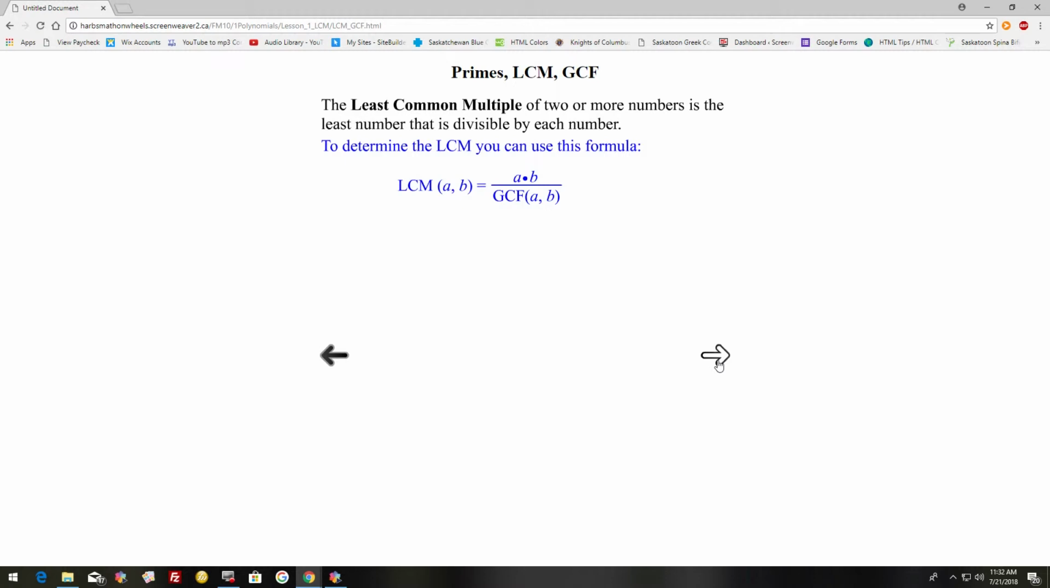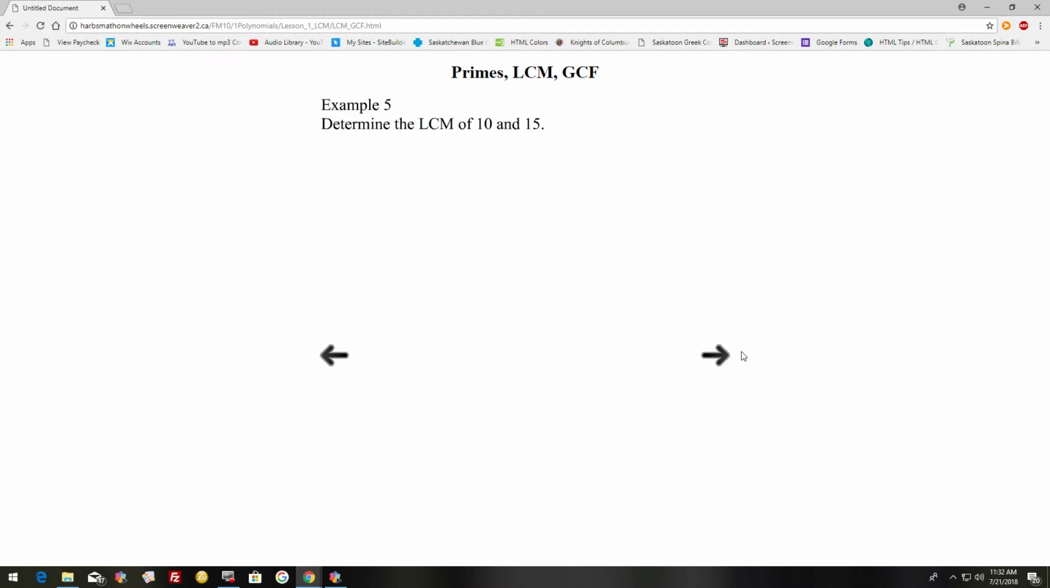So, in our example, determine the LCM of 10 and 15. Here's our formula. LCM of A and B is equal to A times B divided by the GCF of A and B. Fill in for A and B. A is 10, B is 15. So LCM of 10 and 15 is equal to 10 times 15 divided by the GCF of 10 and 15. We get 150 divided by 5, and that's going to equal 30.